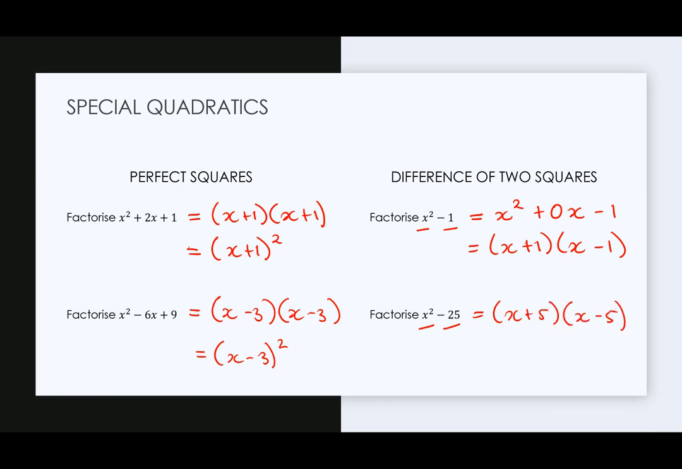And that's it. That's how we factorize normal quadratics and a perfect square and also a difference of two squares.